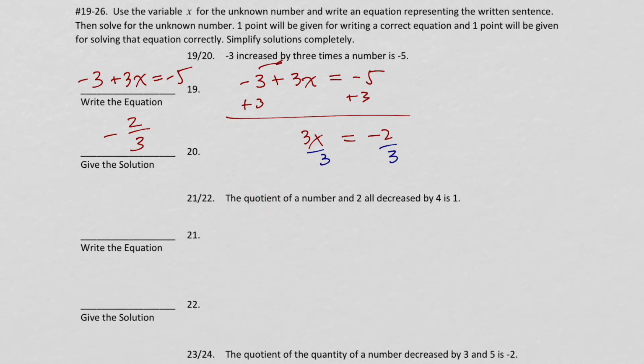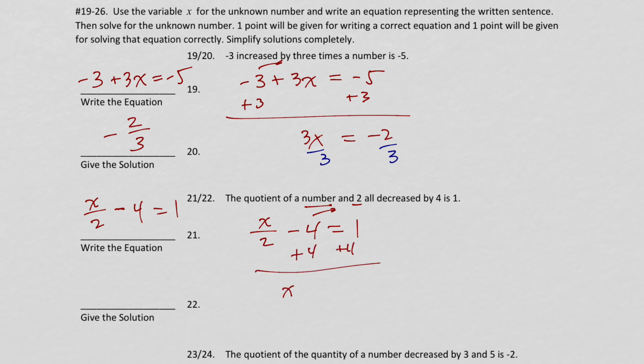The quotient, so we're looking for "and" because that gives us our division bar. The quotient of a number and 2, all decreased by 4, is 1. So now I'm going to bring the 4 over by adding 4 to each side. And I'll get x over 2 is equal to 1 plus 4 is 5. And then I'll get rid of my fraction by multiplying each side by 2. So we'll get x is equal to 10.